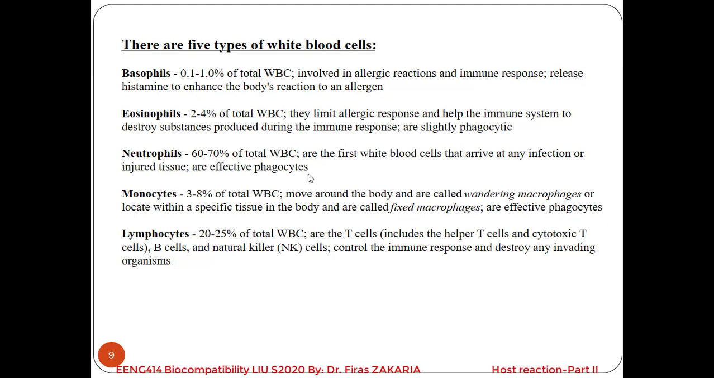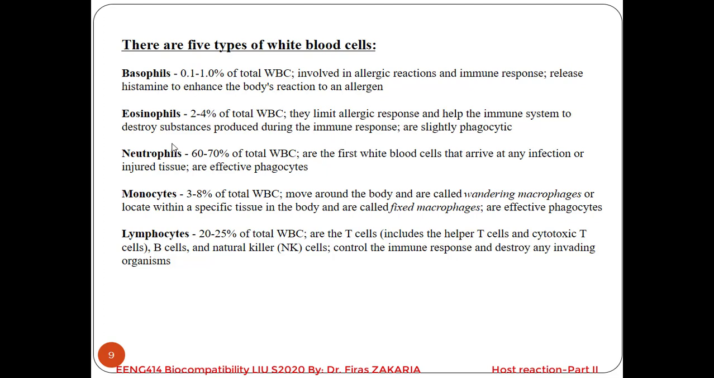neutrophils هني أكتر cells، أكتر white blood cells موجودين بالجسم. هني أول cells بيتدخلوا لما infection أو other foreign materials بيدخلوا على الجسم، أو حتى إذا في عندي injury، إذا انجرح الجسم بأي محل، أول شيء بيتدخل بهيدي الحالة هو neutrophils. والneutrophils are effective phagocytes.